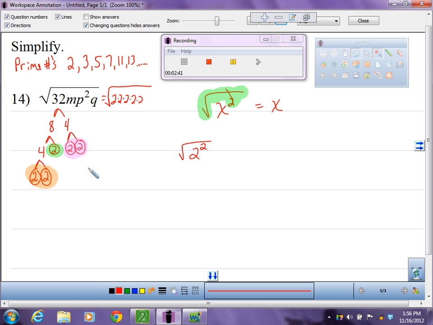So that means that that pair of 2's was under the square root, or inside of the square root. This other pair here is also a 2 squared. Okay, 2 times 2 is 2 squared, and it's also under the square root. This other 2 is still under the square root, but by itself.